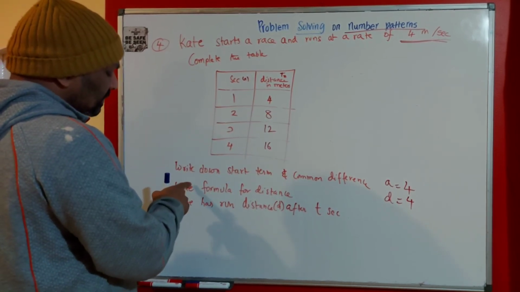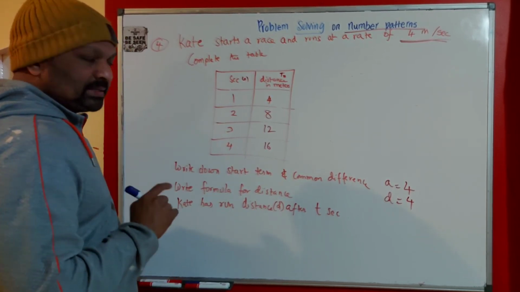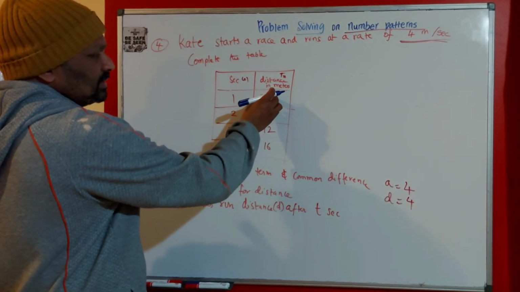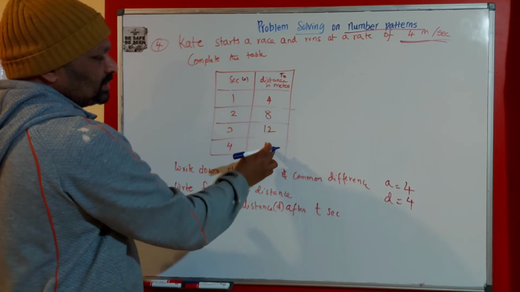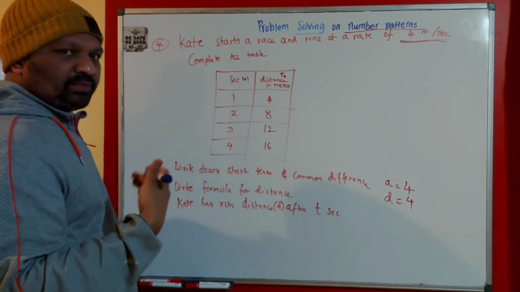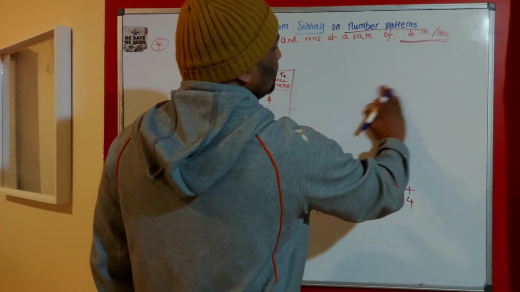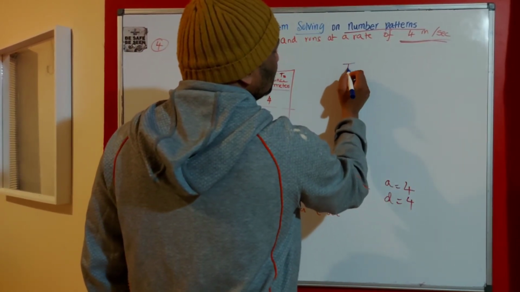The second part is this: write down a general formula for a distance D. So what is the distance? Distance here is 4, 8, 12, 16. We need to find out the general formula. So what is the general term formula for an arithmetic series?